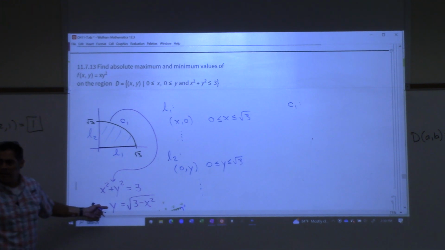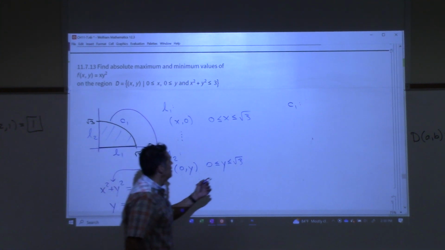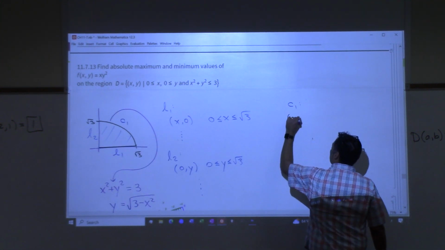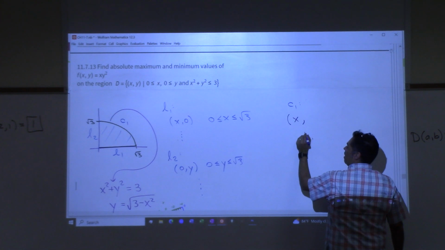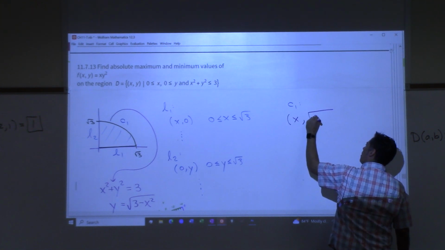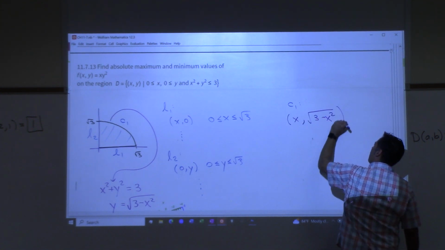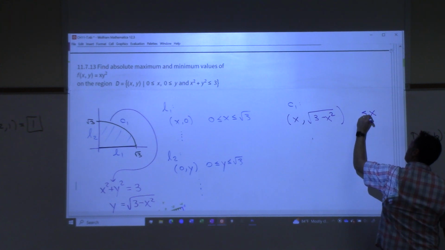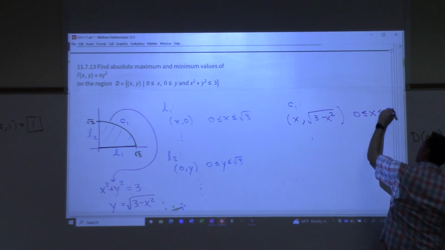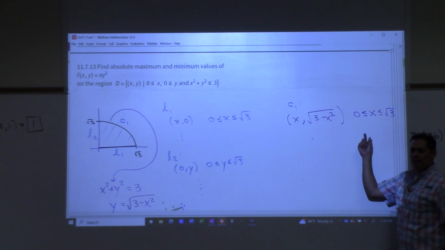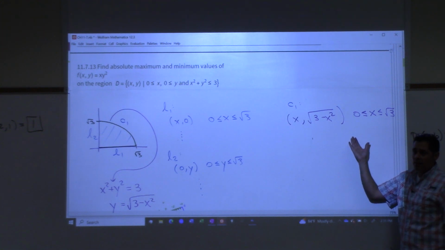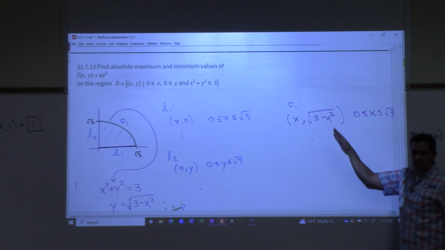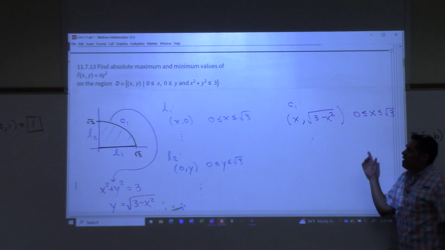So that's what y is as a function of x. And so if I'm on C1, I know that my x has to be x, and my y has to be the square root of 3 minus x squared, and my x value must live between 0 and root 3. Do y'all get that? It's kind of like we did with the line a second ago, that hypotenuse of the triangle. We just found an equation.